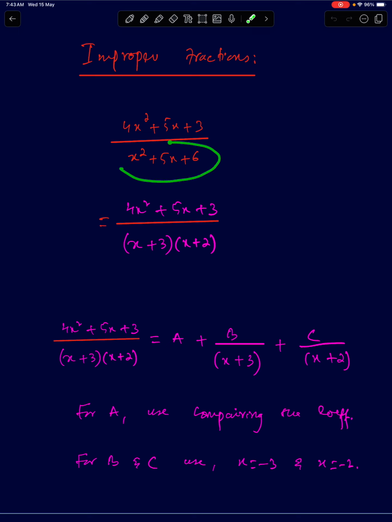Now factorize the factors. So we have two linear factors. Well, improper fraction always starts with a constant. So before splitting this fraction into partial fractions, first write a constant A and then split these two fractions as you do in proper fractions. Make two fractions for these two factors.